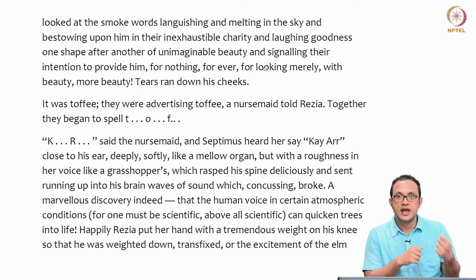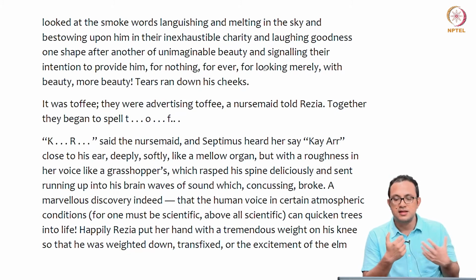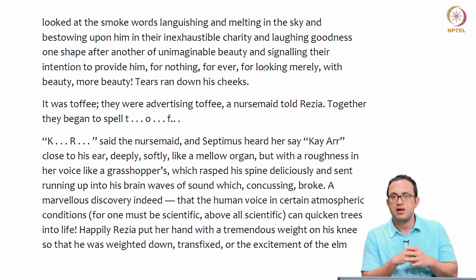So they begin to spell together for Septimus, the whole idea, the toffee that is being advertised in the sky. "K R," so the nursemaid says, and Septimus heard her say K R. So again, it's decelerated: "close to his ear, deeply, softly, like a mellow organ, but with a roughness in a voice like a grasshopper's, would rasp his spine deliciously and send running up to his brain waves of sound, which, concussing, broke." So you can see the very slowed down cognitive neural process.